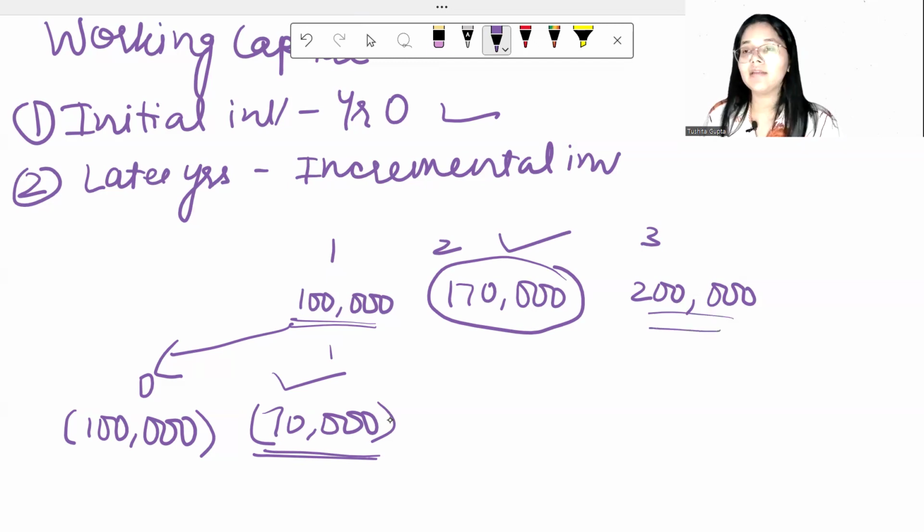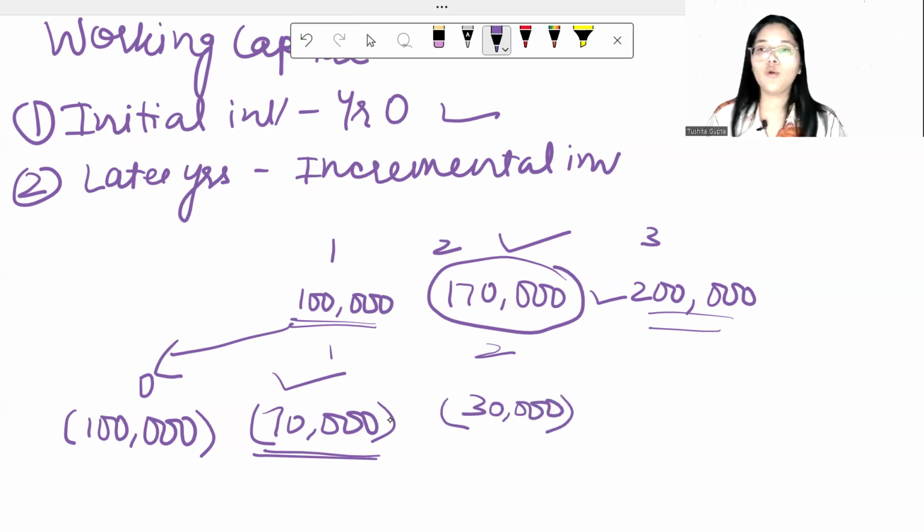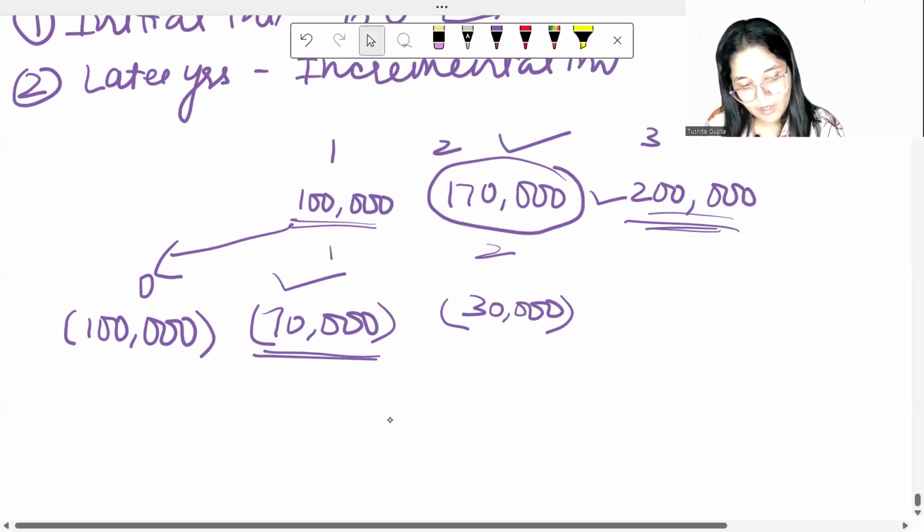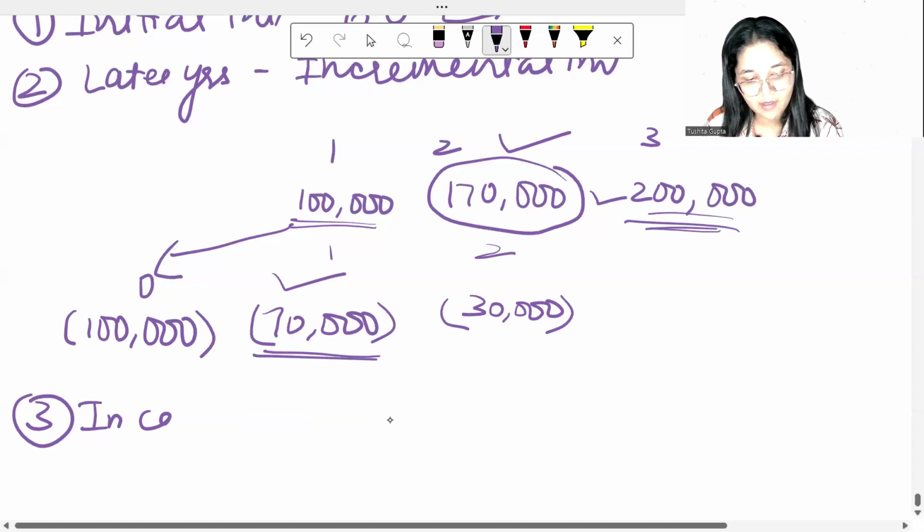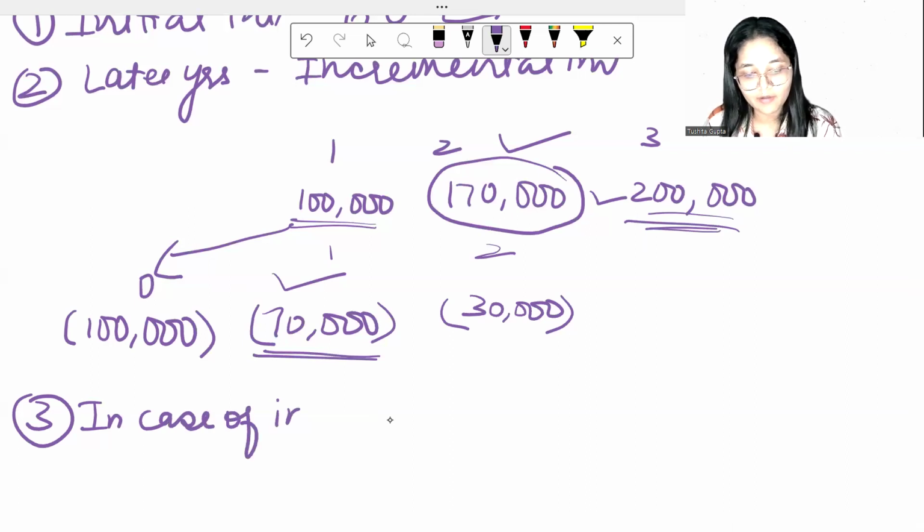Likewise, for the money that is needed in the third year, I'm going to put it at the end of the second year, which essentially means if 200,000 is my requirement and 170,000 is already there, my business only needs 30,000 more. So at the end of the second year, I'm going to show an outflow of 30,000. This is what I'm going to show in my workings. Entire absolute amounts will not go, only incremental figures will go in your NPV calculations. Number 3 over here being, in case of inflation, if inflation is there, your working capital will also be inflated.